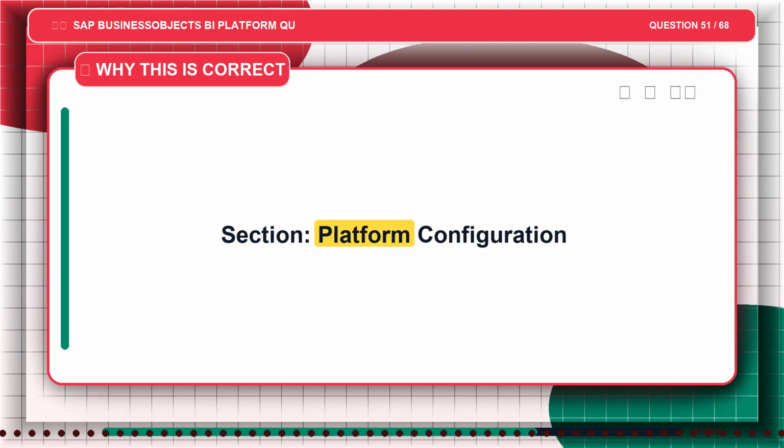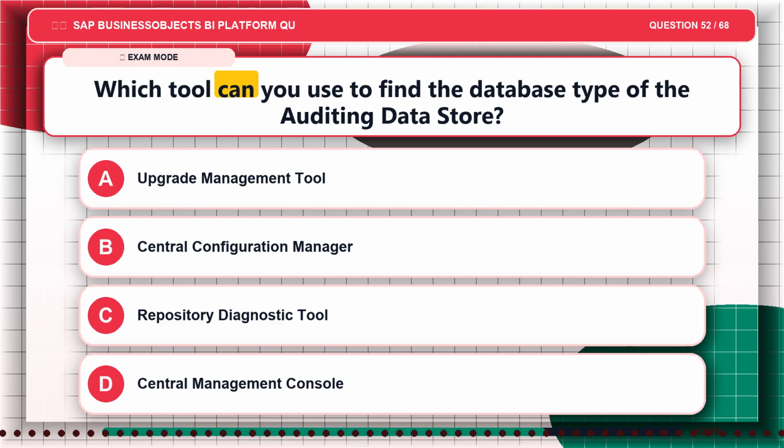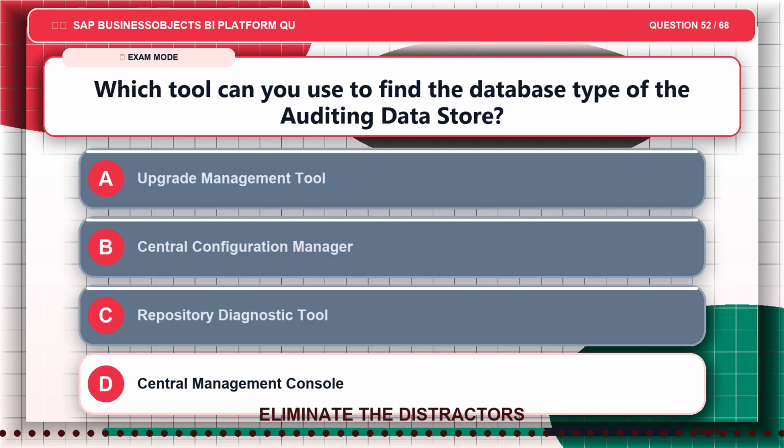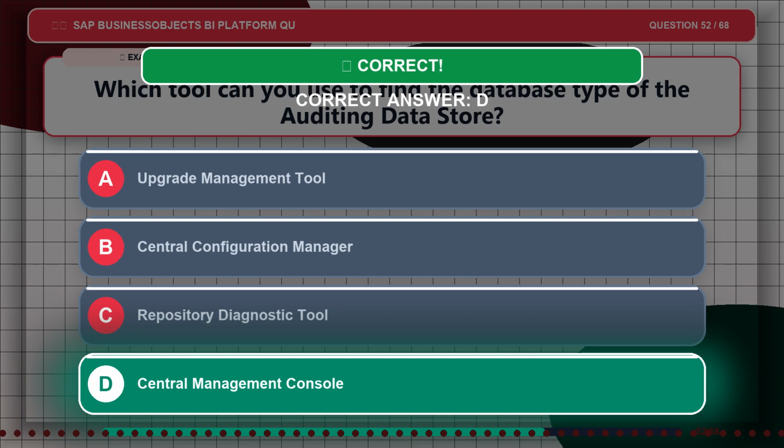Section, Platform Configuration. Question 52. Which tool can you use to find the database type of the auditing data store? Option A, Upgrade Management Tool. Option B, Central Configuration Manager. Option C, Repository Diagnostic Tool. Option D, Central Management Console. The correct answer is option D, Central Management Console.